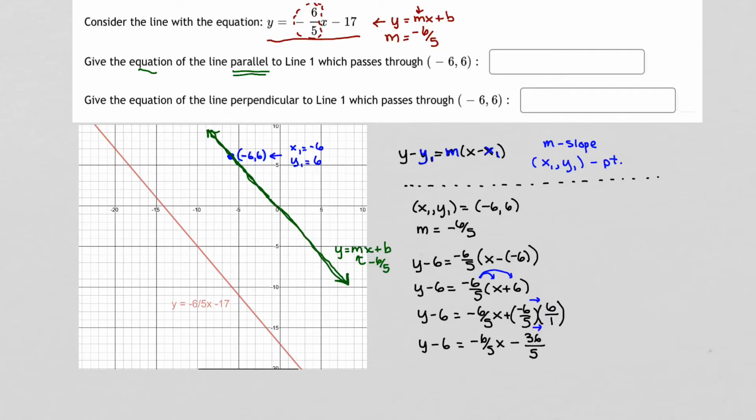The last thing we have to do to isolate for y is we need to add 6 to both sides of our equation. Now on the left side, it's easy. The negative 6 and positive 6 cancel out. But on the right side, I have to do a little bit of work. That's because I have a fraction being added to an integer value. So let me go here to the side, and I'm going to put negative 36 fifths. And I'm going to add to that the integer 6, which I'm going to write as 6 over 1.